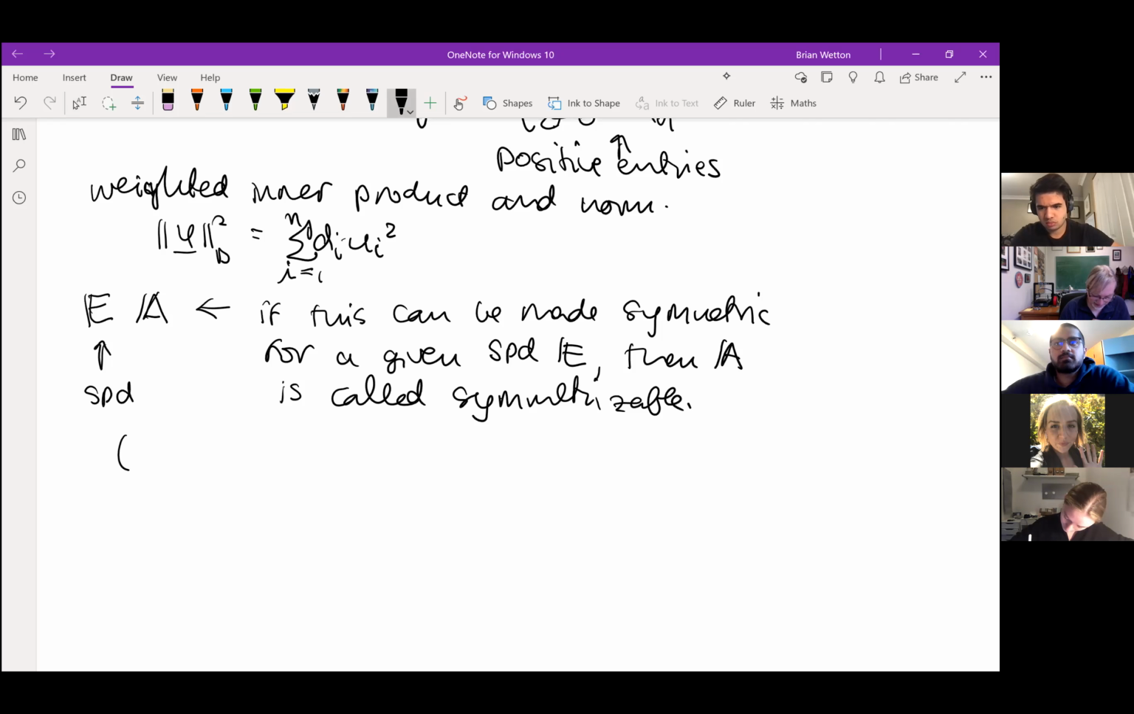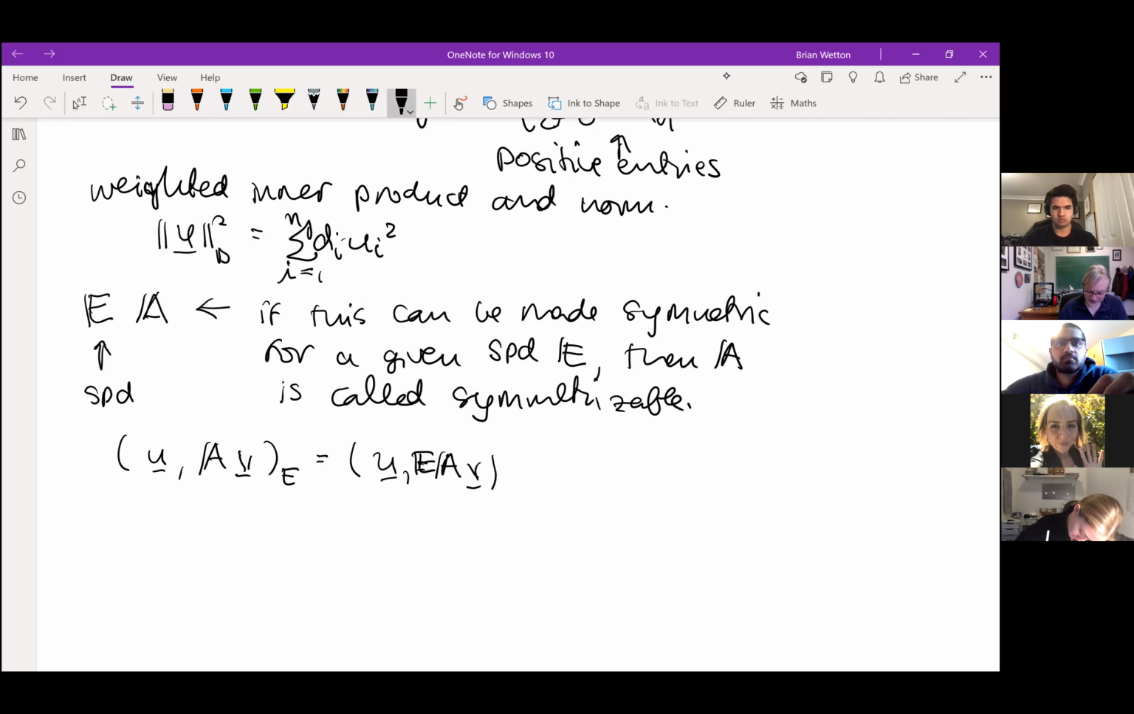Okay, so let's see how that goes. I'm going to take this thing in the E inner product and show that I can move A over to the other side, so it's symmetric in that new inner product. Remember, this is the same thing as U inner product with E times the right-hand side in the usual inner product, so without the E. This is symmetric, so I can move it over there.